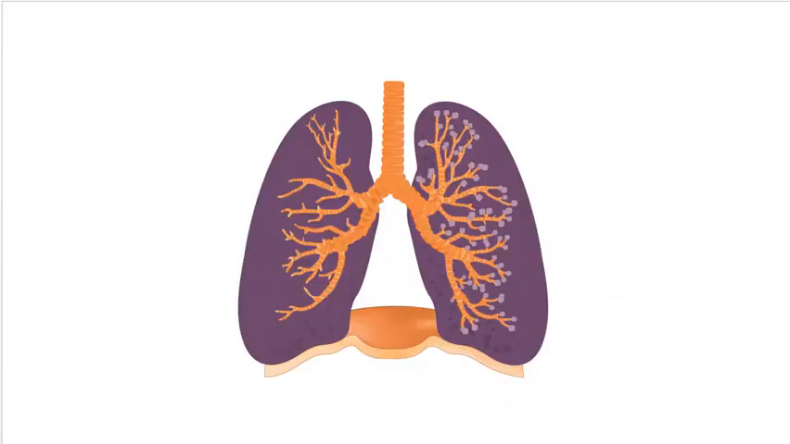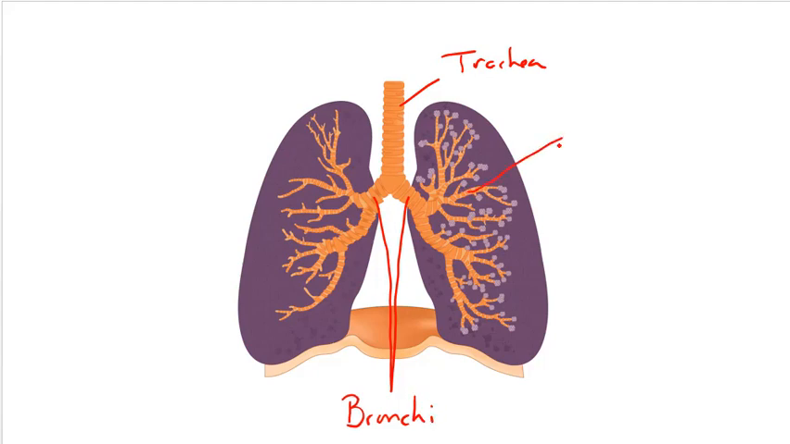Now let's go over the lower airway structures. They are the trachea here. This is what most people call the windpipe. The trachea then divides into two branches called bronchi. The bronchi then divide into smaller and smaller tubes referred to as bronchioles. Notice that the bronchioles are actually inside the borders of the lungs.